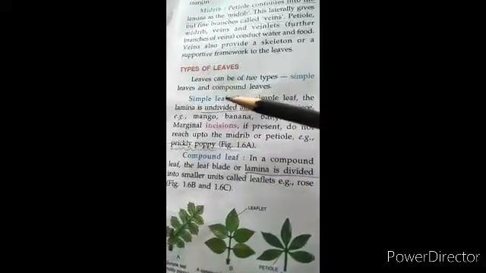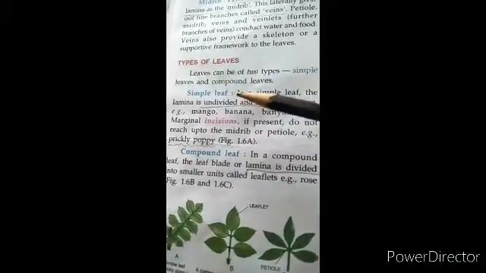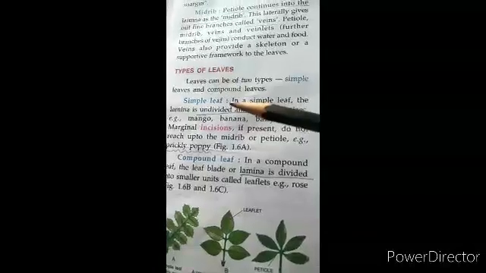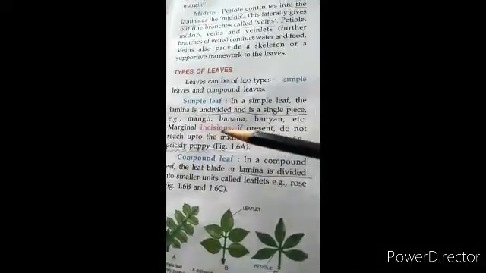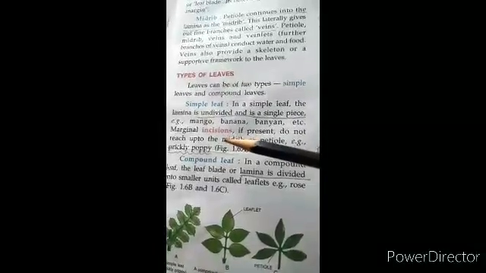The first classification was on the basis of the lamina, whether it is completely divided, remains undivided, or remains incompletely divided, which is also known as marginal incision. Then the second basis was shape, and the third was the basis of margin. Now we move forward and look at the arrangement of leaves.